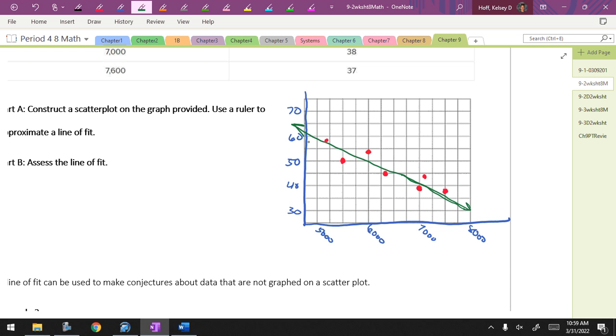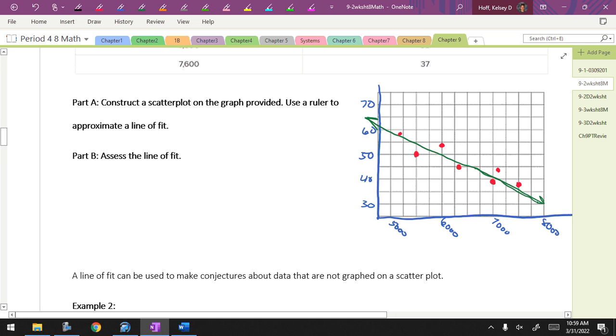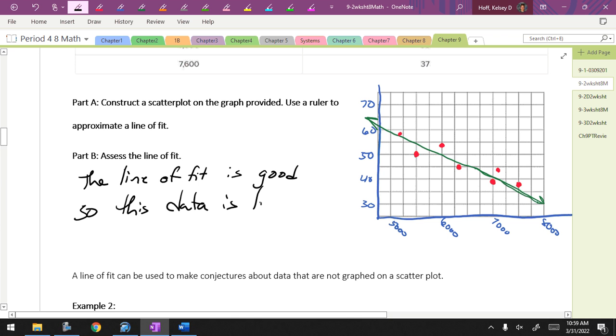Okay. Would you say that most of those points are close to that line? I would say yes. So would you agree this is a linear representation of data? So when it says assess the line of fit, you would say the line of fit is good. So this data is linear. The line of best fit is good. So this data is linear.